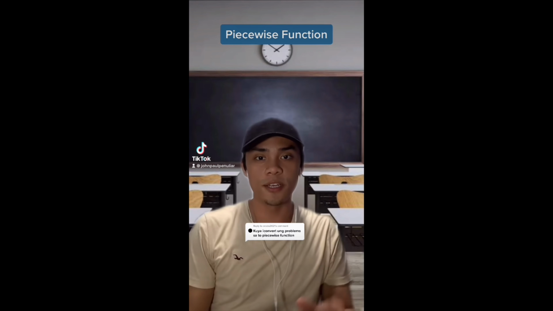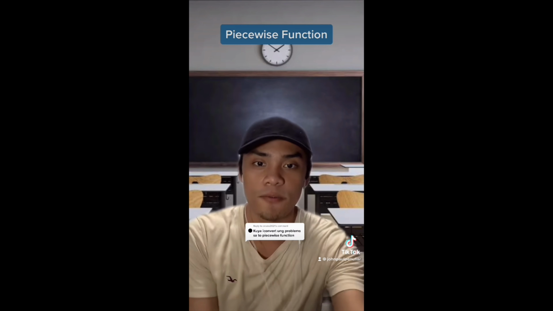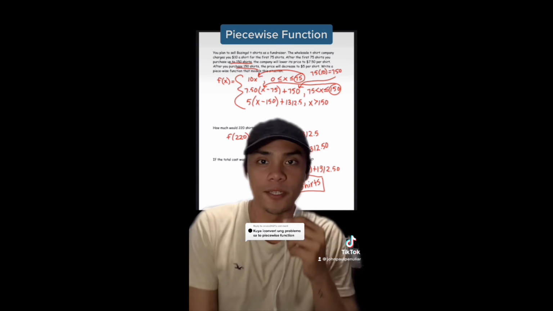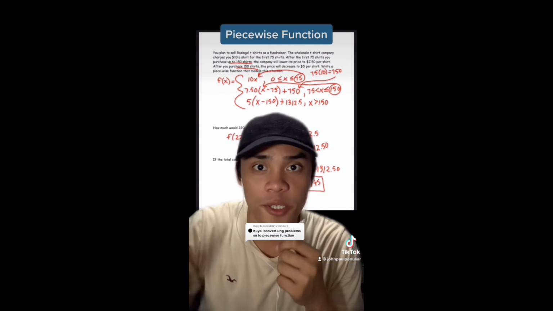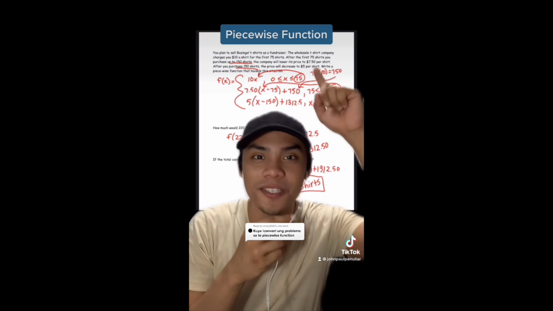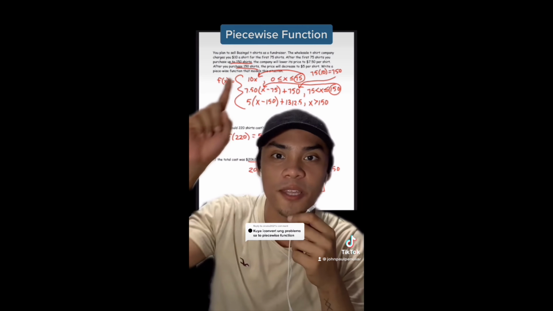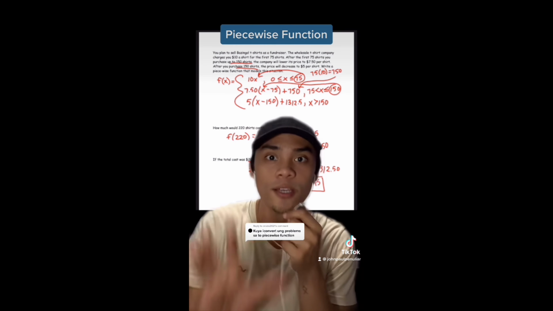Okay, again, another example of a word problem. We will create piecewise functions. This is a nice example that I found. So, it says, you plan to sell a t-shirt as a function. Okay? The wholesale t-shirt company charges you $10 a shirt for the first 75 shirts. Okay? So, let's stop there.